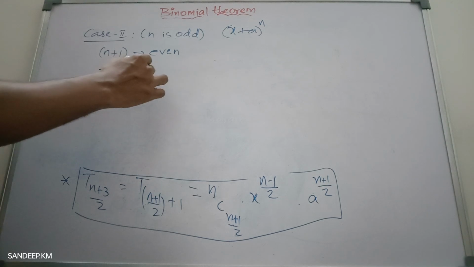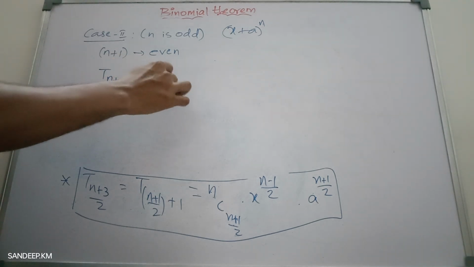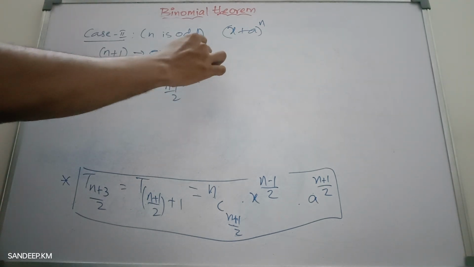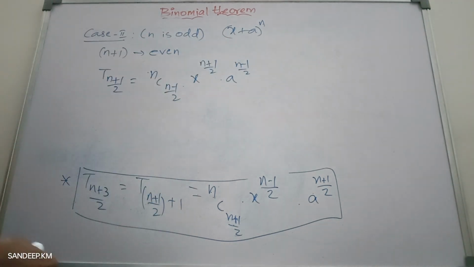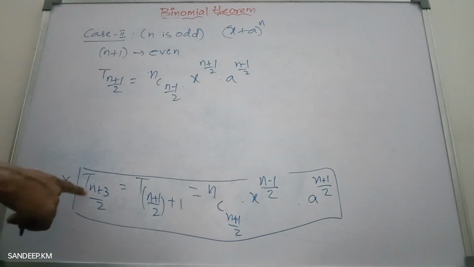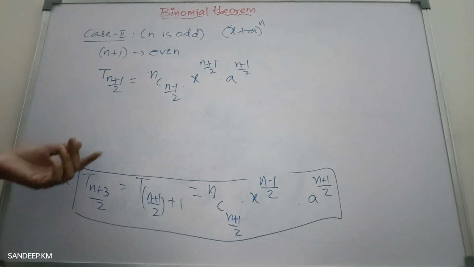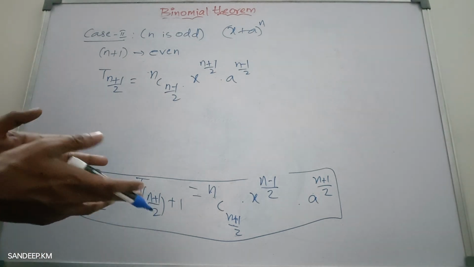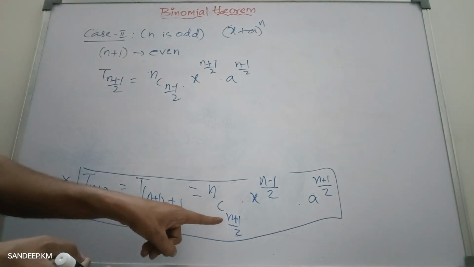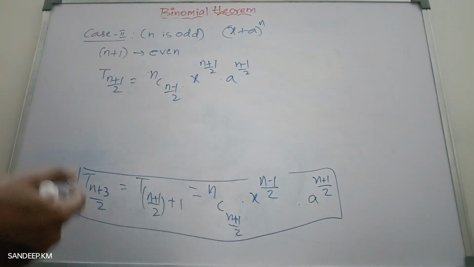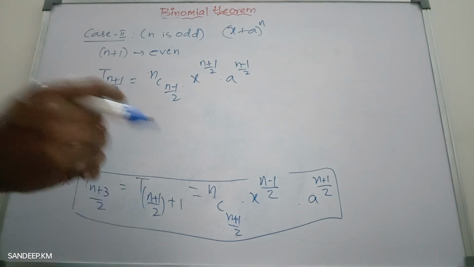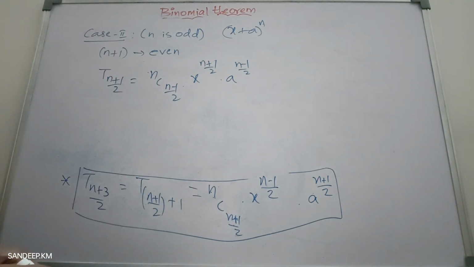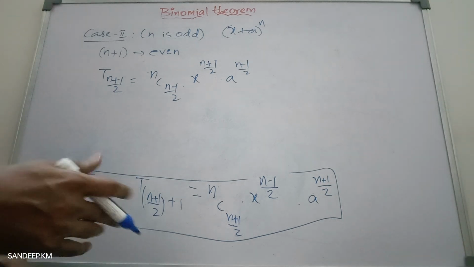T(n+1)/2 is given by nC(n-1)/2 x power (n+1)/2 into a power (n-1)/2. Just before, I have proved it, right? I just wrote the same thing. And similarly, T(n+3)/2 is given by this formula. The process is important, how to find the middle term. We are not expecting you to memorize these final results. This process is very, very important. We will discuss some problems now, and you will get some clarity there.